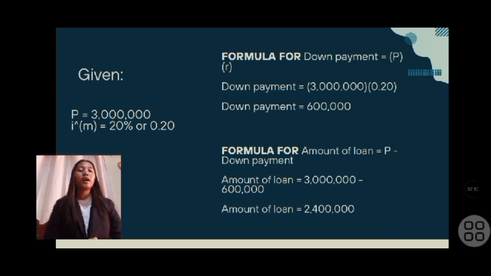But we are tasked to find the mortgage or amount of loan. The formula for our loan is P minus down payment. For us to solve the total amount of loan, we use the formula principal amount minus down payment. So our principal amount is 3 million minus 600,000. Therefore, our amount of loan is 2,400,000.